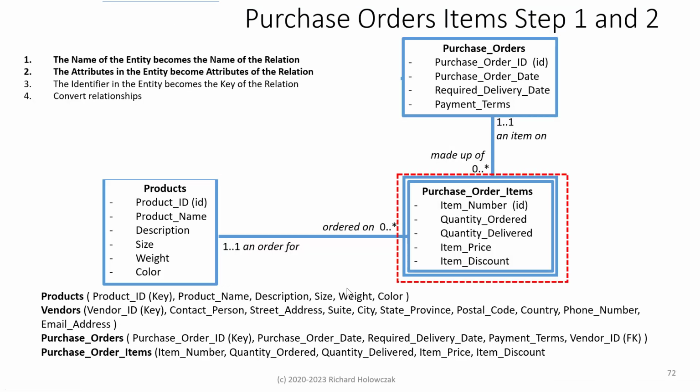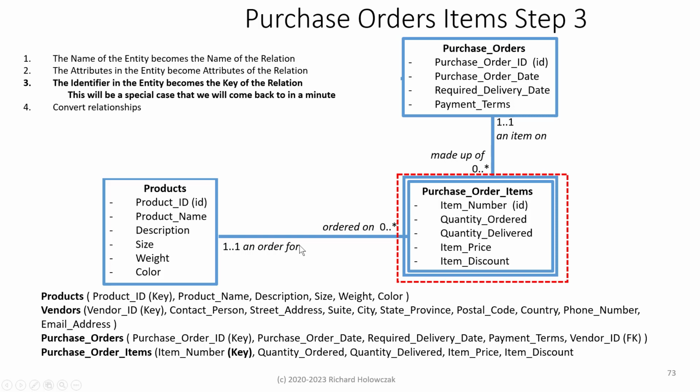That leaves purchase order items. Again, did a couple of steps here. Purchase order items becomes the name of the relation, and we've copied in all of the attributes. The identifier in the entity becomes the key of the relation. So item number becomes the key. However, because purchase order items is ID dependent, we're going to have to come back and revisit it. Again, ID dependence is a very, very special case that we have to treat a little bit differently. So I'm actually going to bounce back to step 3 in a minute.